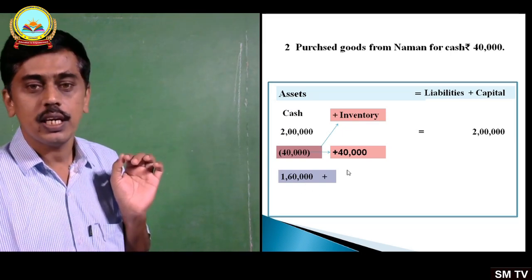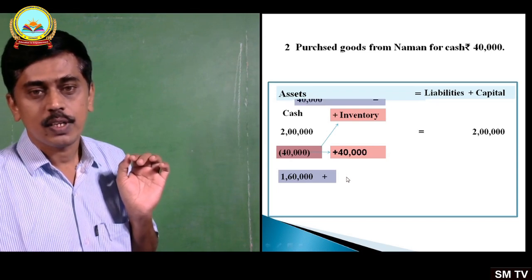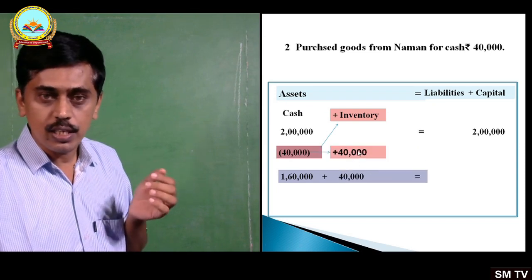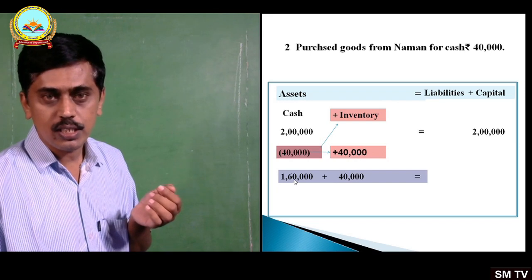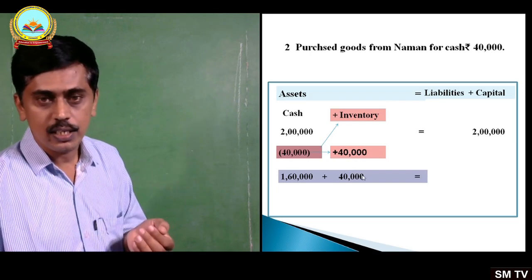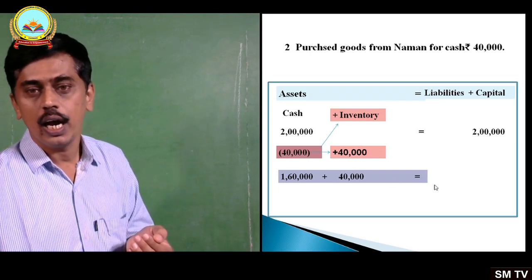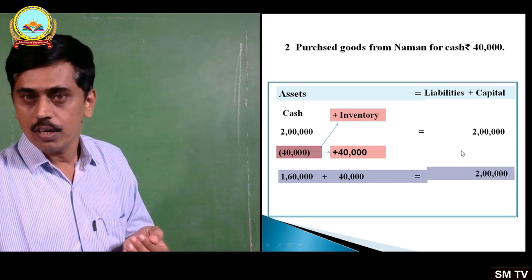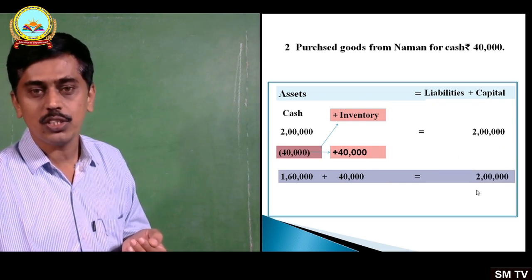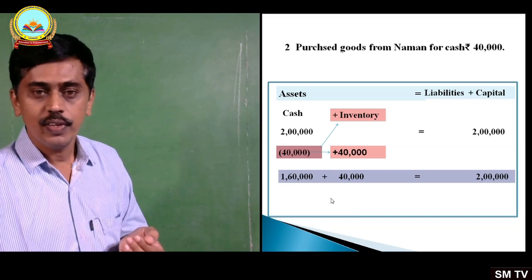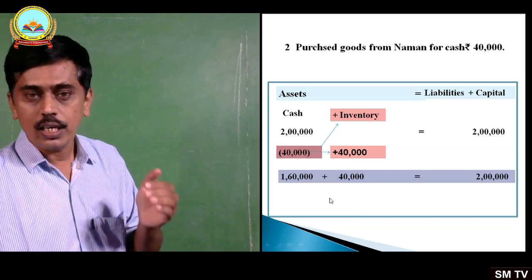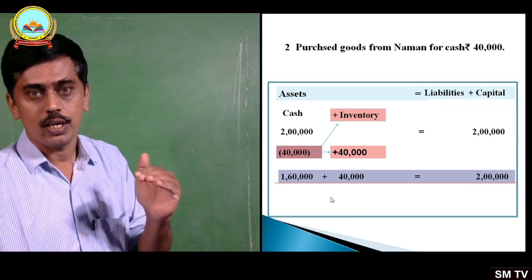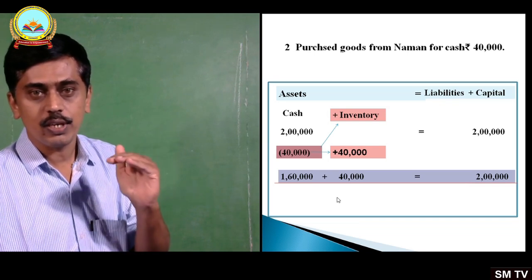1,60,000. Then new asset, 40,000, that is inventory. 1,60,000 cash, new asset inventory 40,000 and no change on the liability side. So it remains 2 lakh. Thus the accounting equation is correct here, or both the sides of the accounting equation tally.